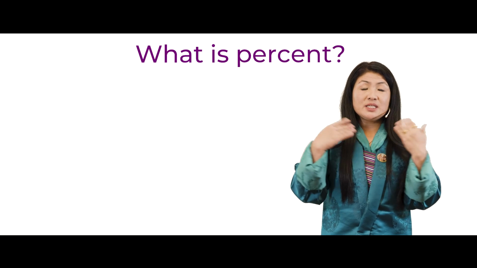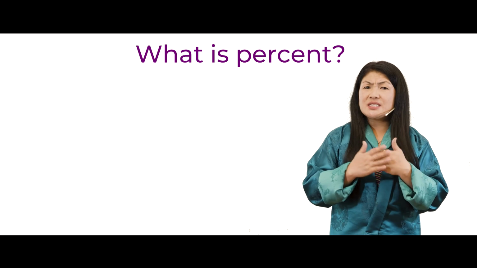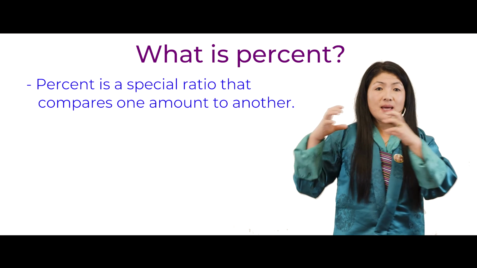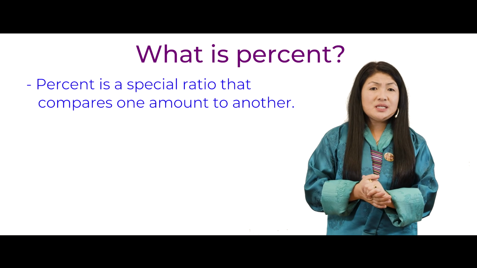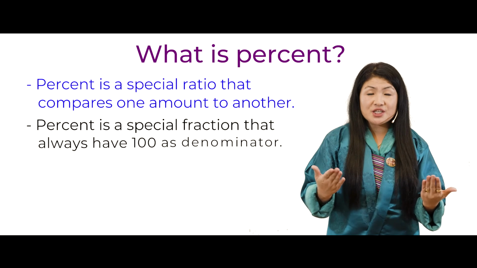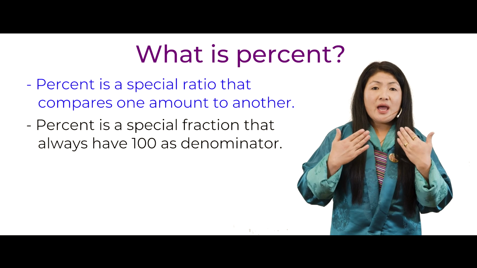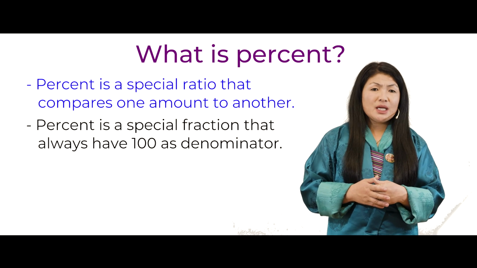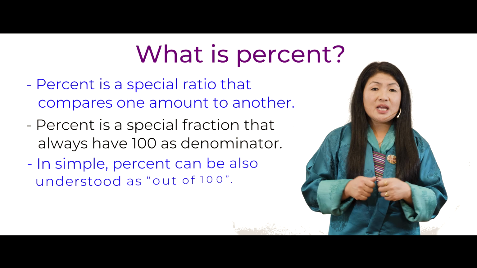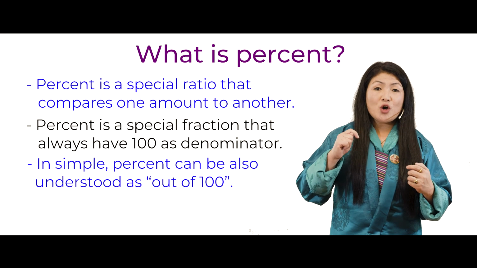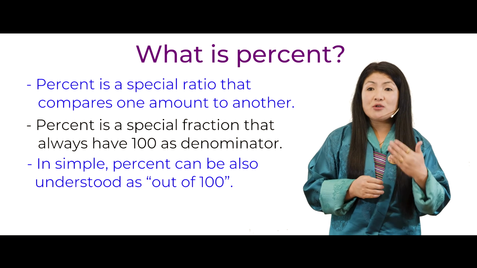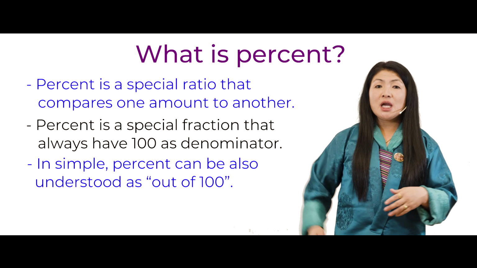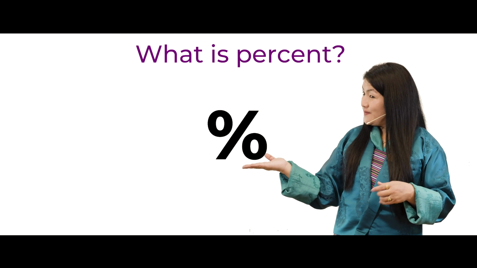Okay, now what is percent? Percent is a special ratio that compares one amount to another amount. Percent is also a special fraction that always has 100 as denominator. In simple words, we can say percent can also be understood as out of 100. Percent is denoted using this symbol.